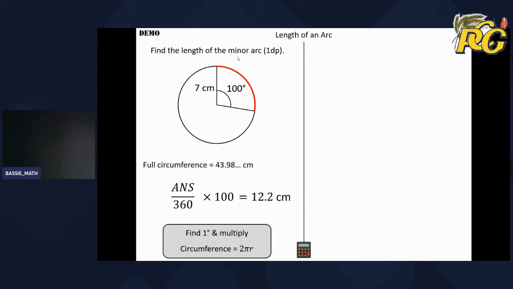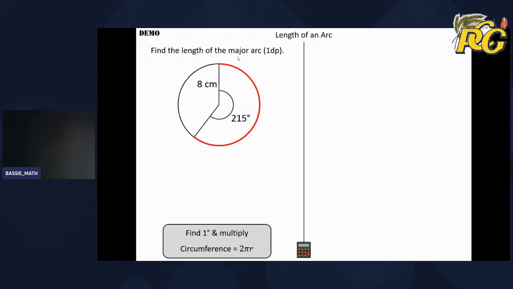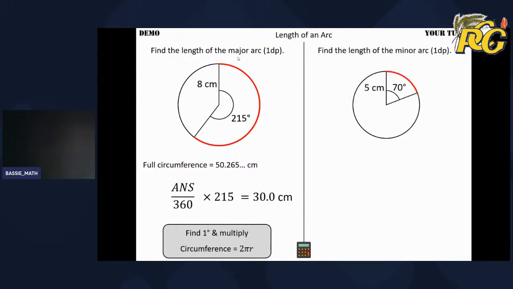Feel free to use your calculators if you don't want to. It's a good practice to work the brain too. Right? This one again, we just work out the circumference, then we put the answer over 360 and multiply that by the angle. Or you can put the angle over 360 and multiply it by the answer. Commutative property again. That's 30 centimeters for this one.